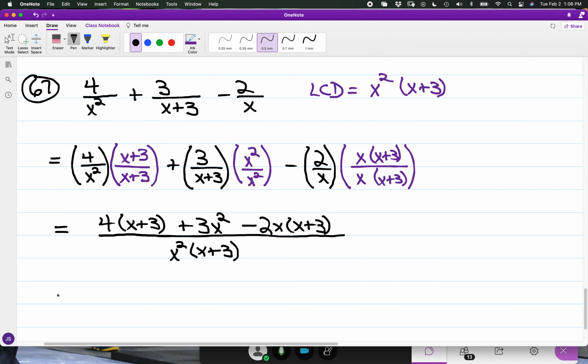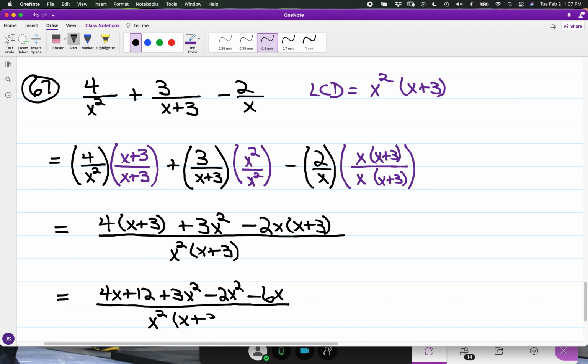And so looking at distributing among the terms in the numerator, you have 4 all over the quantity of x plus 3. So this will be 4x plus 12. We have plus 3x squared. And we have negative 2x times x, so we have negative 2x squared. And negative 2x times 3, so we have minus 6x. And we have all over x squared times the quantity of x plus 3.